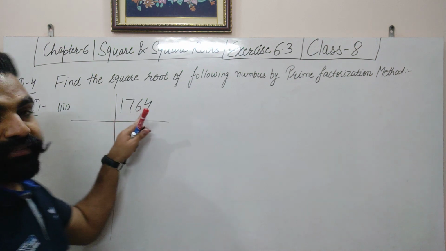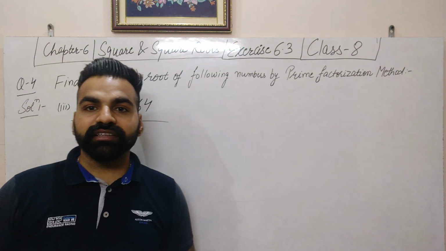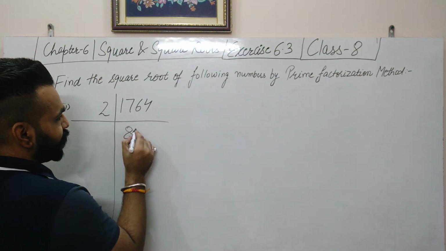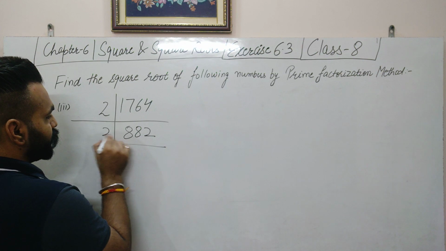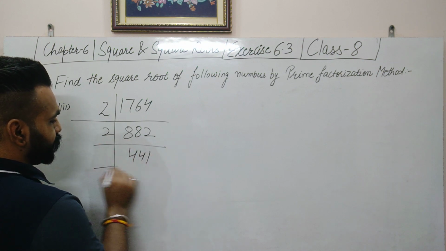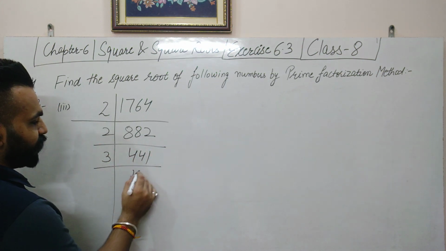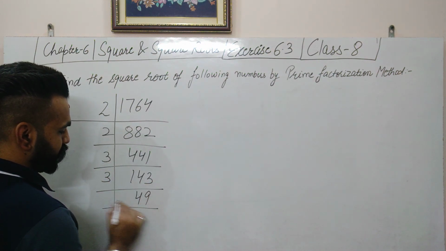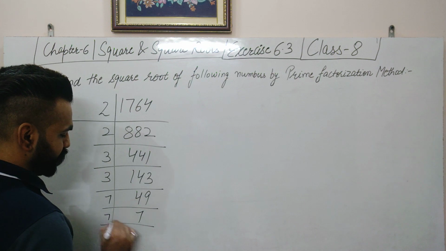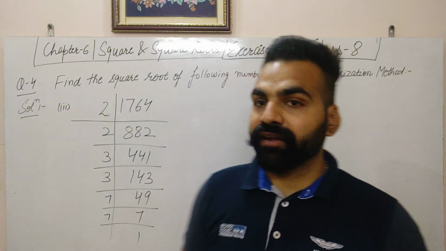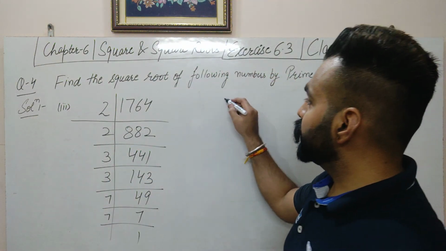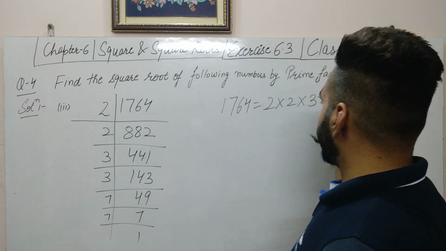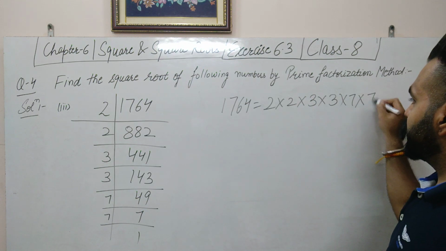Next part is 1764. So we will do the prime factorization of 1764. So here there will be 2. The answer will be 882. 2 into 441. Here the answer will be 3, 147, 3 into 49, 7, 7 and 7. So this is the prime factorization of 1764. So 1764 can be written as 2 into 2 into 3 into 3 into 7 into 7.